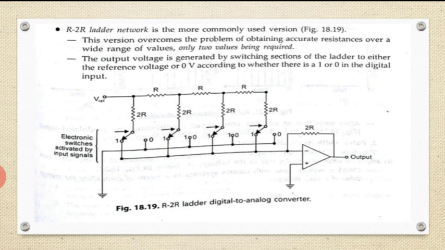The output voltage is generated by switching sections of the ladder to either the reference voltage or 0 volt, according to whether there is a 1 or 0 in the digital input. Here the electronic switch is activated by input signals. If it is 1, depending upon the digital input it will be activated. Finally the summing amplifier sums and gives a corresponding analog output voltage. I repeat, whatever input you give in digital form is converted into analog form.